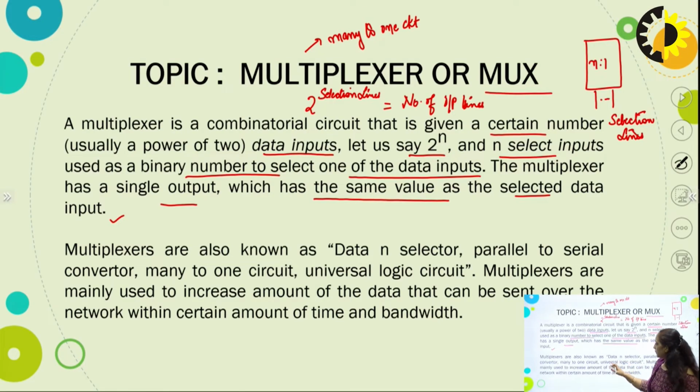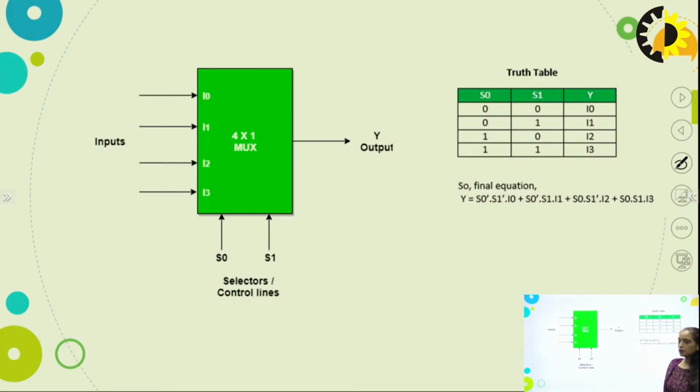So multiplexers are also known as data selector or parallel to serial converter or many to one circuit, and it is a universal logic circuit. Okay, this statement is very much important that multiplexers are universal circuits. It states that we can design any digital circuit with the help of multiplexer. So this is the simple multiplexer block diagram.